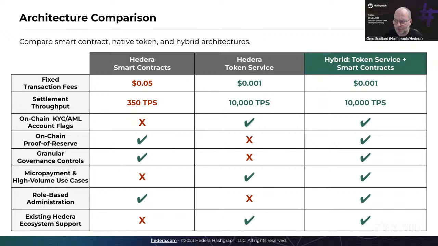So the hybrid model, which we implemented as a reference implementation here in Stablecoin Studio, like I said earlier, is the best of both worlds. We get the speed and low-cost operation of native tokens with all of the management capabilities offered by smart contracts.